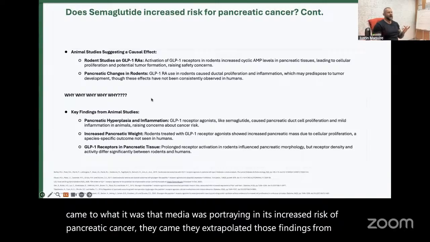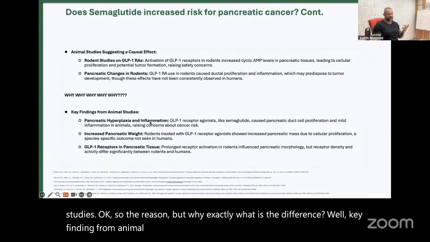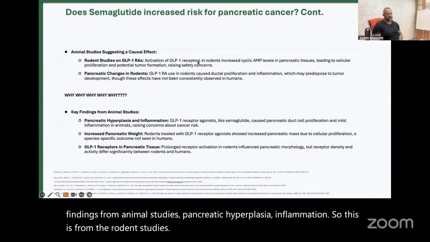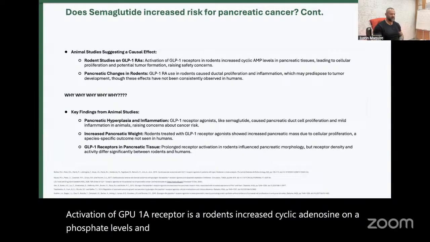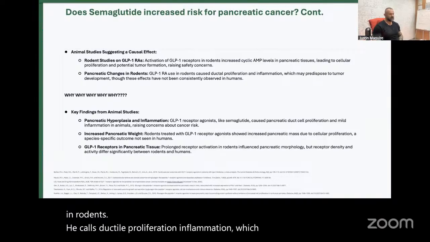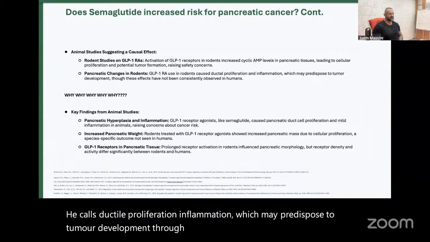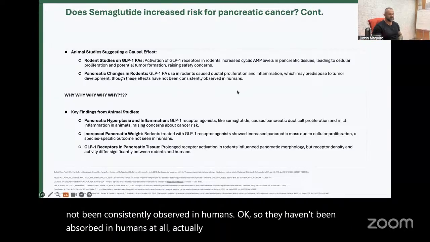Okay, so why exactly? What is the difference? Well, key findings from animal studies: pancreatic hyperplasia, inflammation. So this is from rodent studies. Activation of GLP-1 receptors in rodents increased cyclic adenosine monophosphate levels in pancreatic tissues, leading to cellular proliferation and potential tumor formation, raising safety concerns. Pancreatic changes in rodents cause ductal proliferation and inflammation, which may predispose to tumor development through these effects, although these effects have not been consistently observed in humans. Okay, so they haven't been observed in humans at all, actually. Well, not carcinogenic effects, at least.